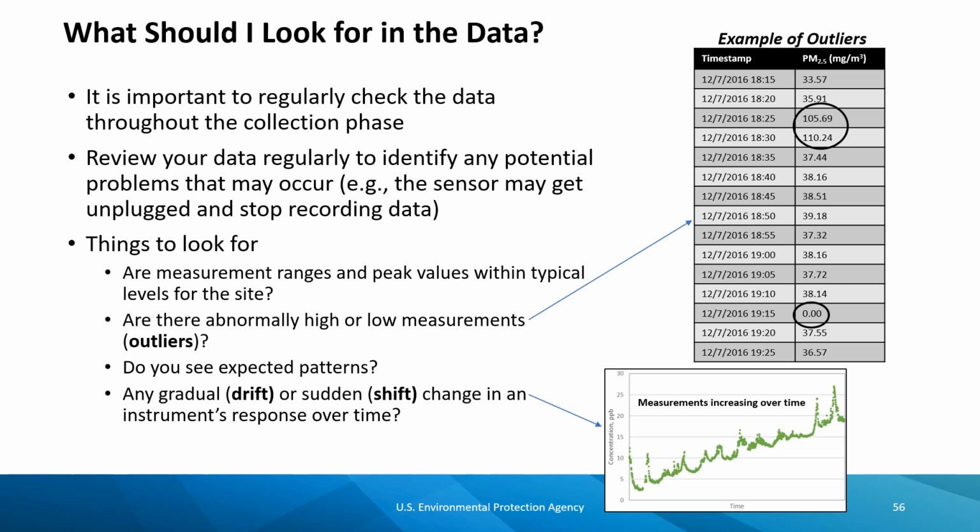We suggest looking at the measurement range. Are the concentrations, peak to valley, within the range you would expect for this location? Are there any concentrations that are abnormally high or low? These could be outliers. Are there any sudden changes in the data that last only a moment and can't be correlated to something happening nearby? We might call these spikes.